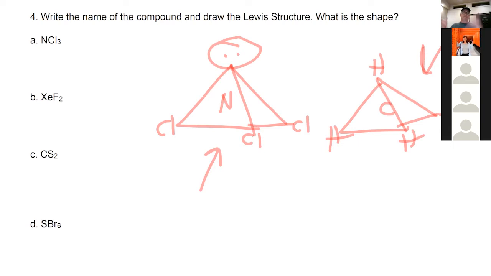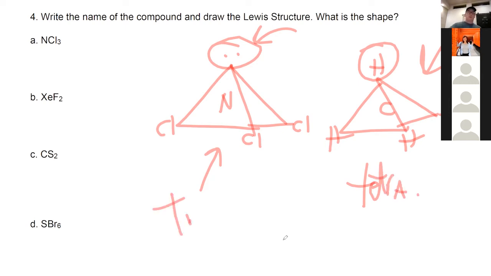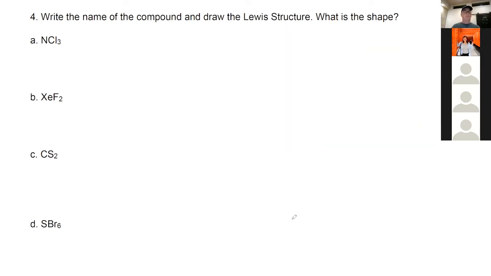This looks like a pyramid, but they come from the same shape group. The only difference is this has an atom and this has a lone pair. So we want the shape of the actual structure, not the group that it's in. So this would be called tetrahedral, and this would be called trigonal pyramidal, although they both come from the same 4 electron regions group. All right, let's do the next one. Let's finish 4, then we'll take a little break and then come back and finish up.